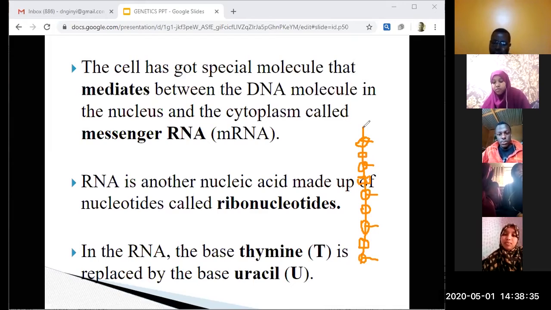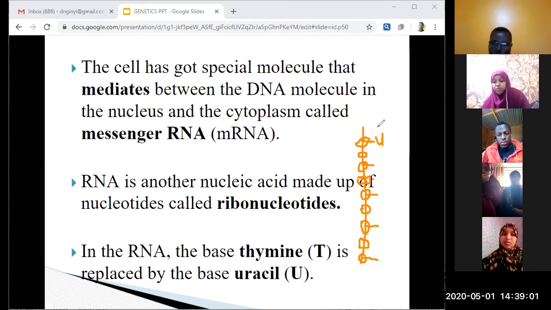Now, on this straight line, I have put some structures. I have put ribose sugar instead of pentose sugar. It is ribose sugar. This is the phosphate group. Then this is an organic base, which could be uracil. This is the phosphate group, the ribose sugar, and an organic base.